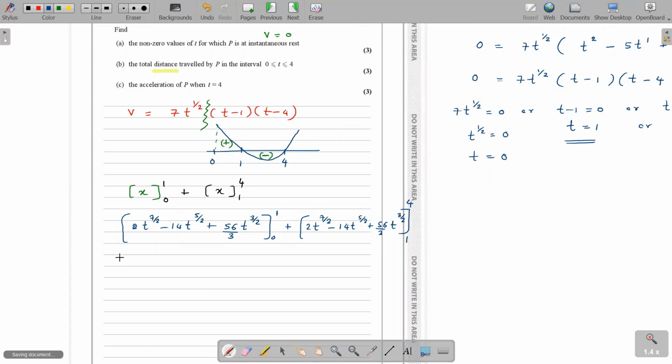When t equals 1, can you all substitute? I get 2 times 1 to the power 7 over 2, which is 1, minus 14 times 1 to the power 5 over 2, which is 1, plus 56 over 3. Is that okay? This is the first limit. Minus the second limit, where you replace all your t values with 0. Is that okay? Plus, we'll add the second limit. So input 4 and 1 here.